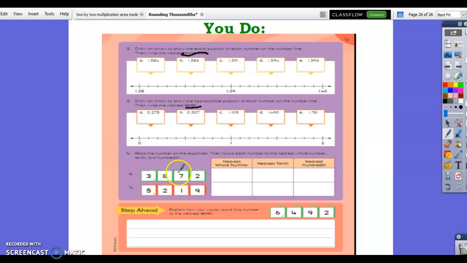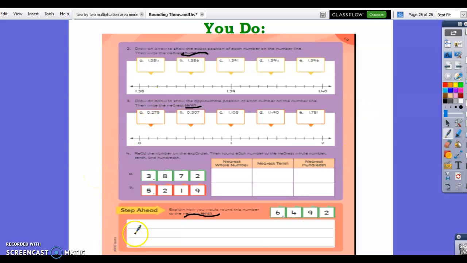The first one reads 3 and 872 thousandths. You're going to round each number to the nearest whole number, the nearest tenth, and the nearest hundredth. And you're going to do the same thing for B. 5 and 219 thousandths, round it to the nearest whole, tenth, and hundredth. Now, the next part, it says, explain how you would round this number 6 and 492 thousandths to the nearest tenth. So you can explain to me the steps on that, and that is going to be it for today.